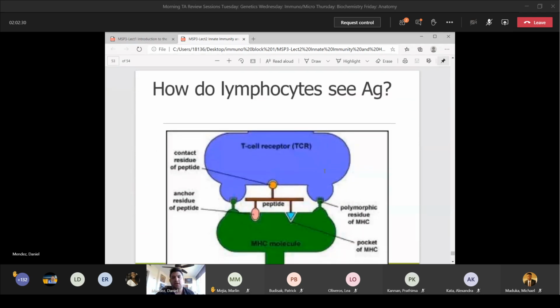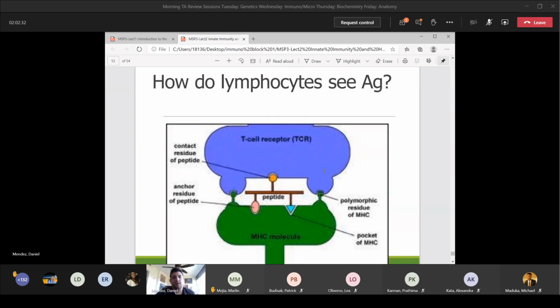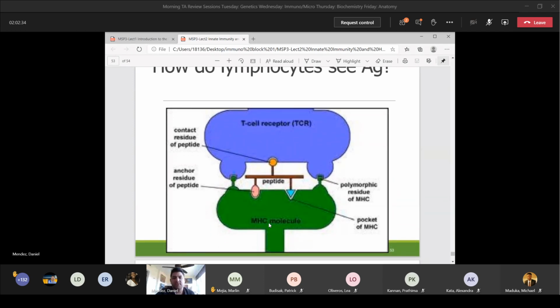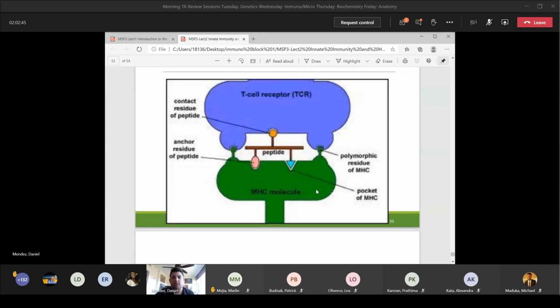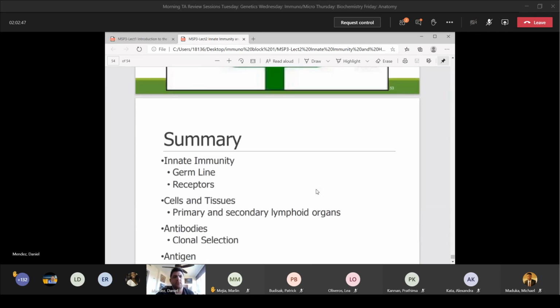So this is the T cell receptor right here. This is what it's going to look like. Your MHC molecule that's on your antigen presenting cell is going to interact with your T cell receptor, and it's going to show the actual antigen right here, present it, and then we'll have a response later on. We'll get into that a lot more as we continue on.